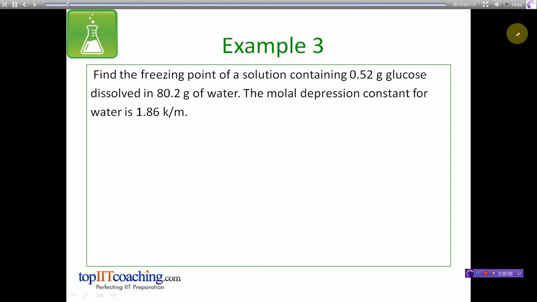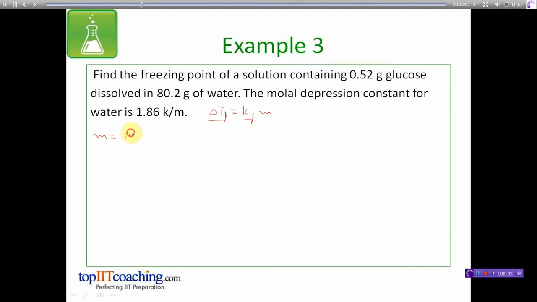Let's take an example based on the depression in freezing point. We have to find the freezing point of a solution containing 0.52 gram of glucose dissolved in 80.2 gram of water. Molar depression constant for water is also given to us. We know that delta Tf is equal to Kf into m. We have to determine this quantity. Kf is given to us.